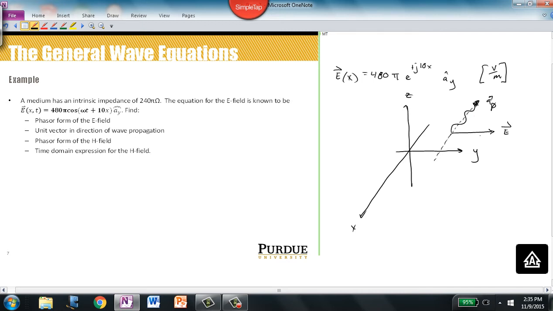My apologies. The reason I knew that is because the signs on the omega t and the beta x term here are the same, and we know from the first unit that we did on wave propagation that if the signs are the same, it's a negative traveling direction. So we've got this thing traveling in the negative x direction, where the E field is pointing in the positive y direction. It's not asking us to do that at this point, but right now we could go ahead and figure out what direction the H field is propagating in.